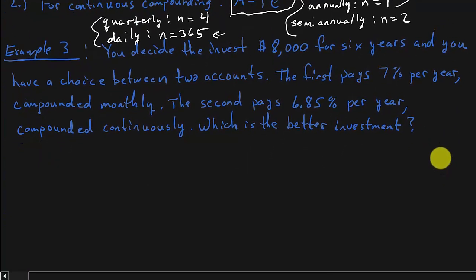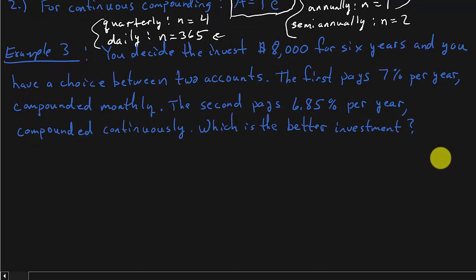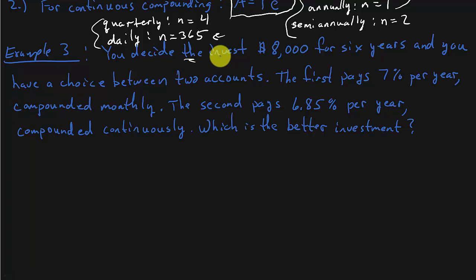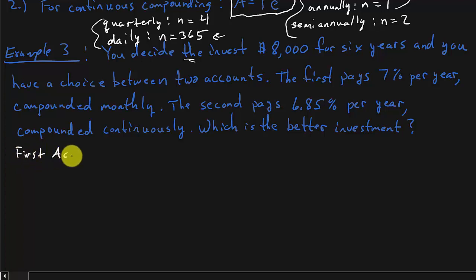It says you decide to invest $8,000 for 6 years, and you have a choice between 2 accounts. The first account pays 7% per year compounded monthly. The second pays 6.85% per year compounded continuously. Which is the better investment? All right. So let's just work them separately. Let's look at the first account.